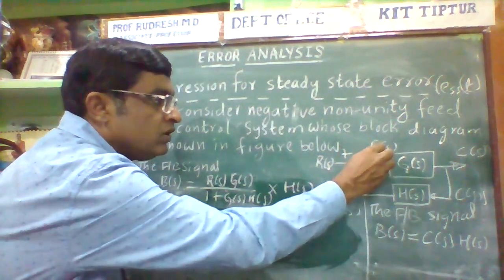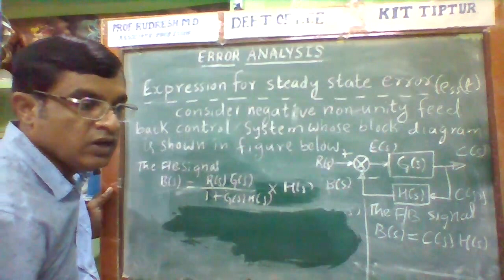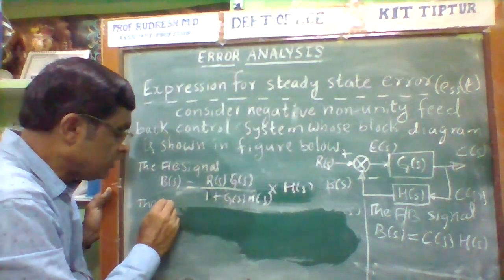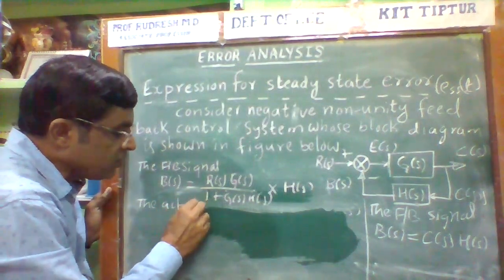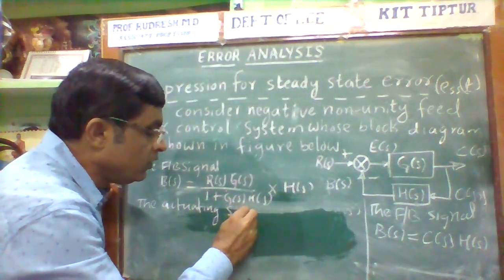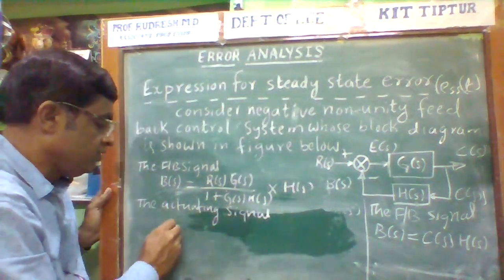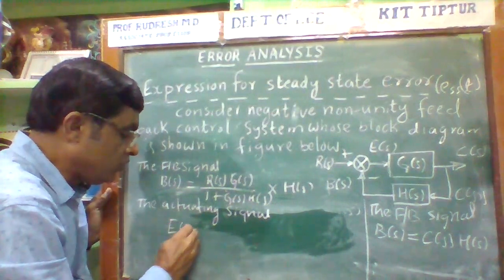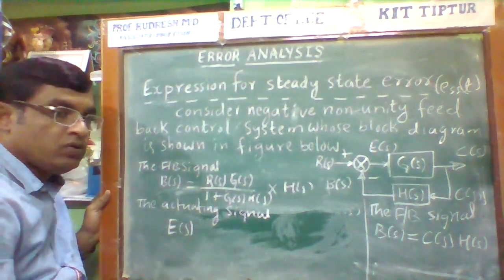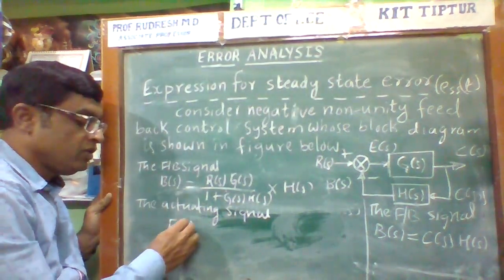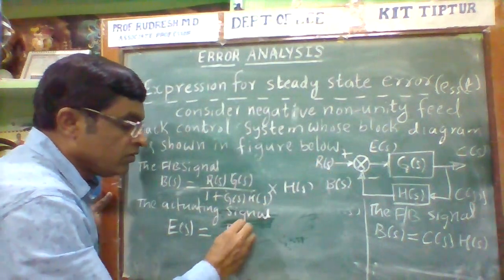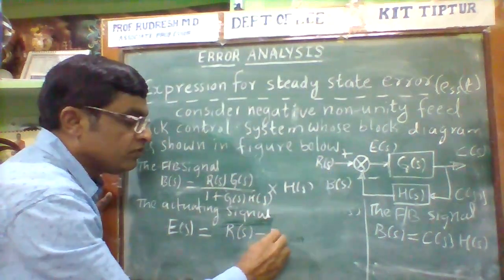Now the error signal E(s), or actuating signal. What is E(s)? E(s) is equal to the difference between R(s) minus B(s).